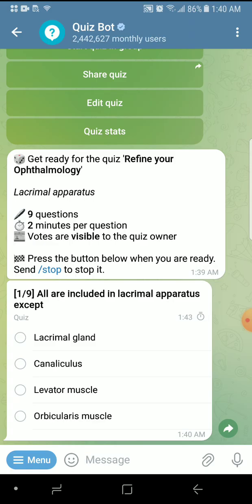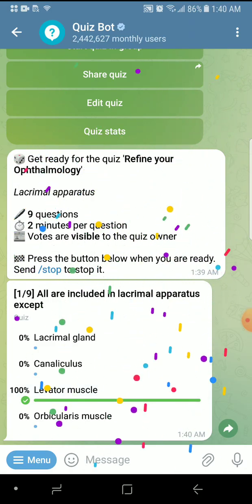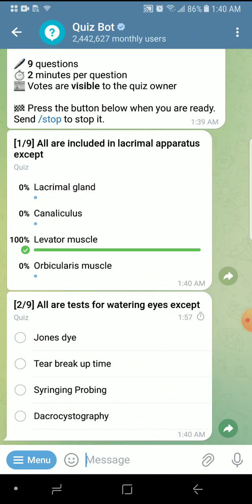Now, what about the levator muscle? Levator muscle divides the lacrimal gland into upper and lower parts. That does not mean it is involved in the lacrimal apparatus. Orbicularis muscle closes the eyes and it is involved in the lacrimal pump mechanism. So that is involved in the lacrimal apparatus, not the levator muscle. Orbicularis creates a suction which takes the tears from the lateral to the medial side into the punctum. And all are tests for watering. Jones test, tear breakup time. I already told you in this audio video that tear breakup time is for dry eyes, not for watering eyes.